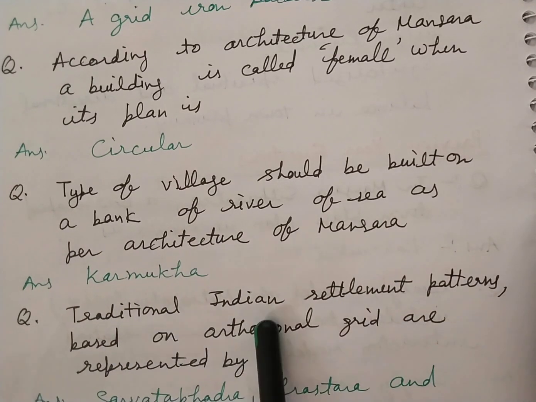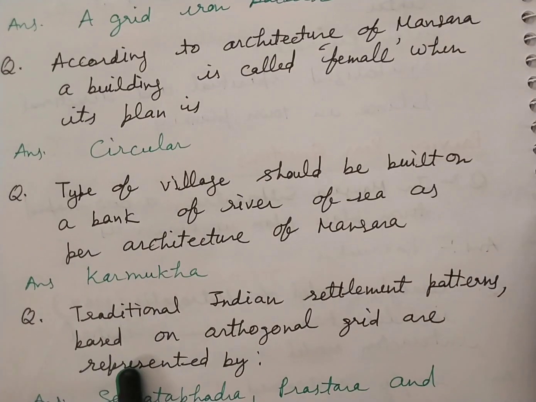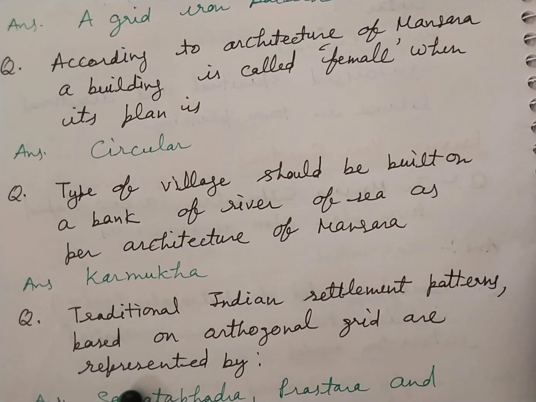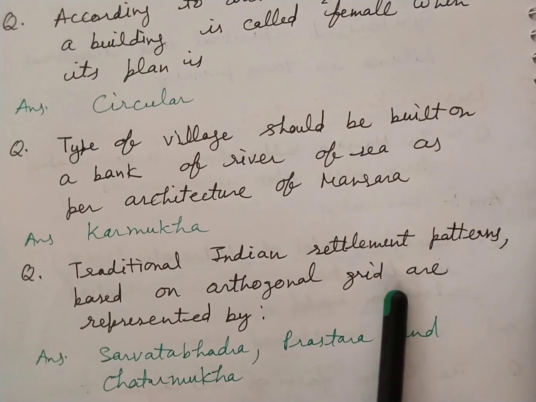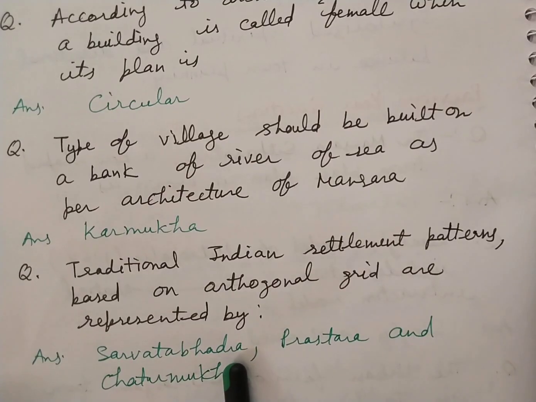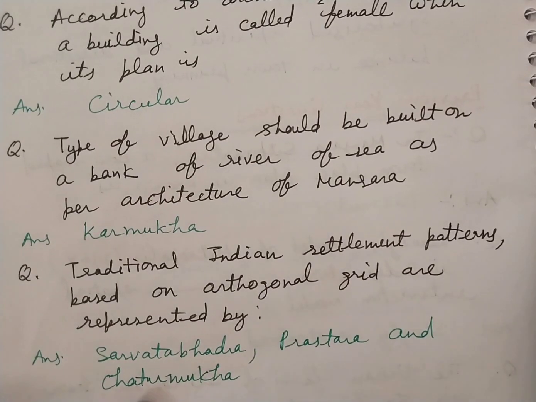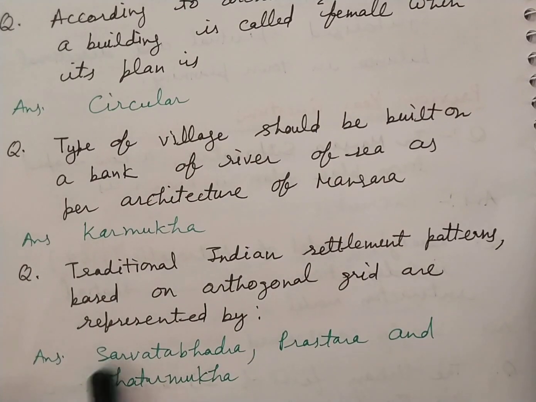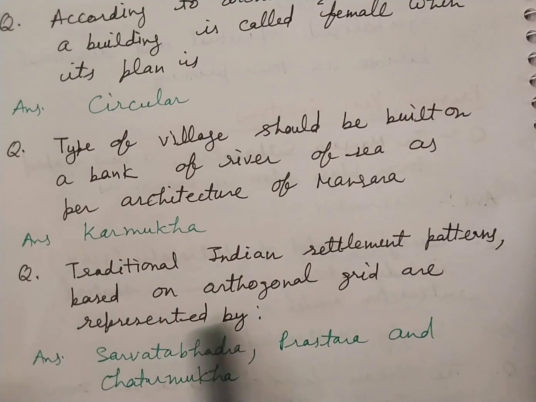Next is traditional Indian settlement patterns based on orthogonal grid are represented by Sarvatobhadra, Prastara and the Chaturmukha. In all the three there is orthogonal grid pattern.